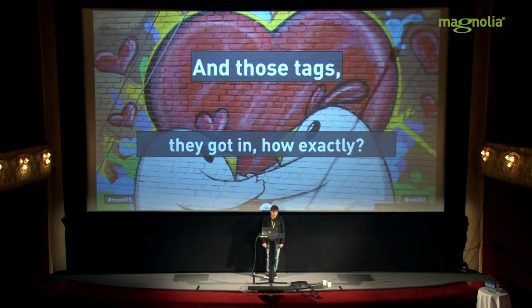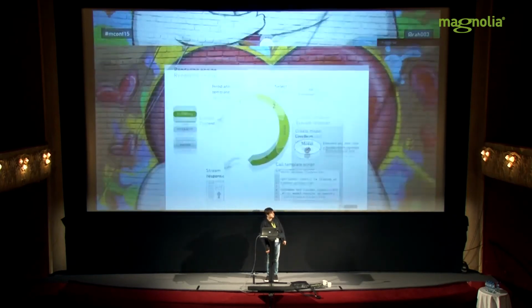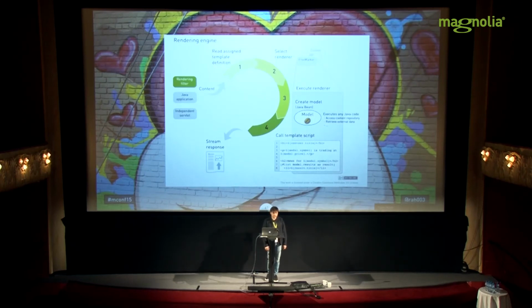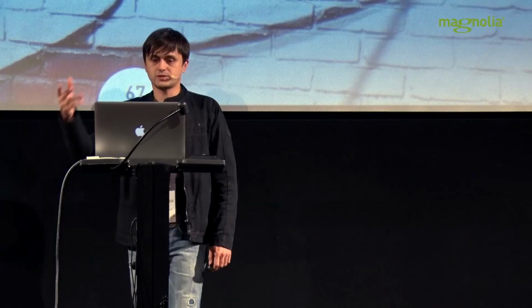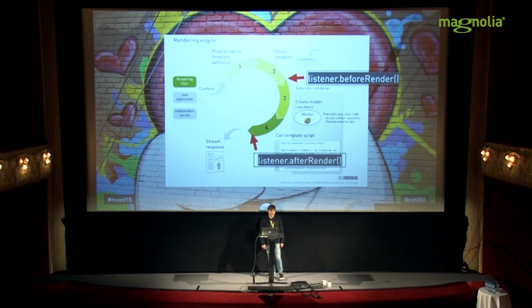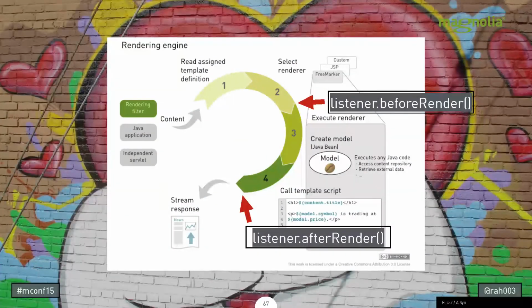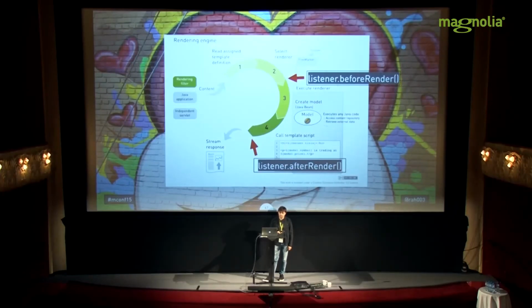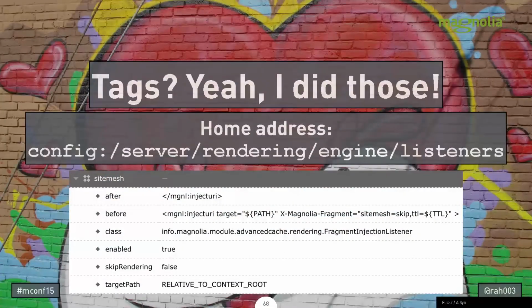So how do those tags get in? You might remember this image from before. This is the image of our rendering engine, which at various stages does various things. What we did now is introduce something called rendering listeners. Those rendering listeners allow you to observe the rendering process of every component, every page, every area, everything, really. You can react at the beginning, so there is a listener before render method, and there is a listener after render method. We configure the listeners which react in those methods and insert the tags when they are necessary. So how does it know when the tags are necessary?